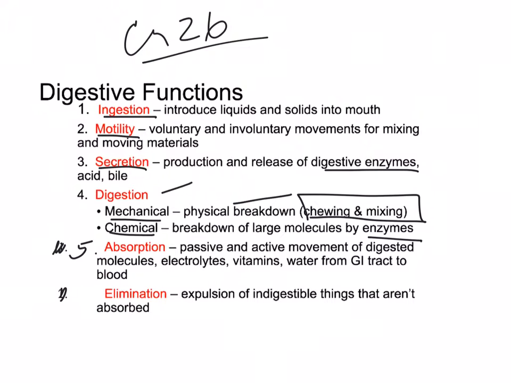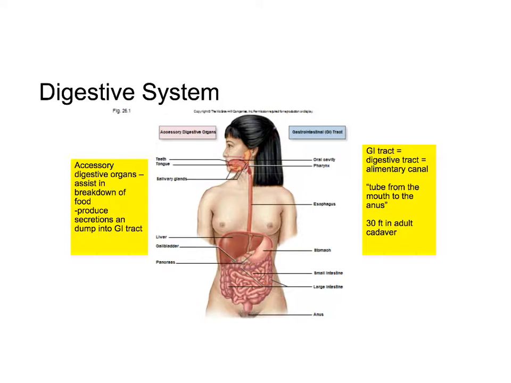Okay, 5 is absorption, so that's how things get from the GI tract into the bloodstream. And then 6 is elimination, how we get rid of the waste. So that makes sense, 6 things. Now the digestive system is basically a tube, and it starts at your mouth and goes all the way to the anus. They say in a cadaver, when everything is relaxed, the GI tract is about 30 feet long. There are several names for it: the GI tract, the digestive tract, and sometimes the alimentary canal. So it's the tube from the mouth to the anus, and on this side, it's labeled.